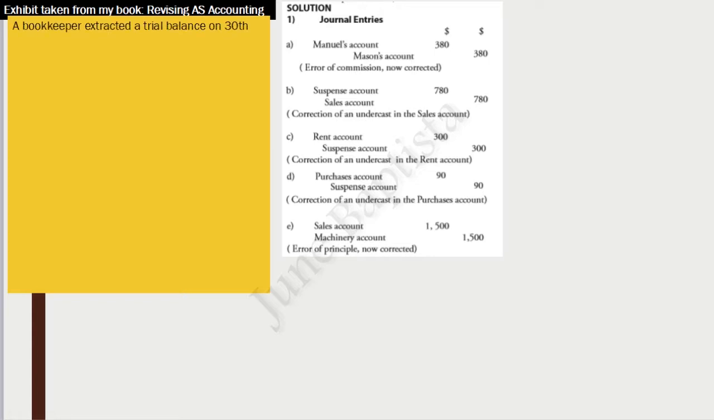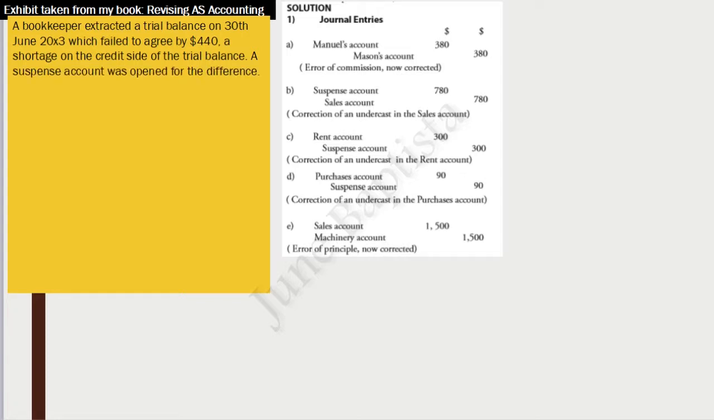This is an exhibit taken from my book, Revising AS Accounting, a Study Guide. A bookkeeper extracted the trial balance on the 30th of June 20X3, which failed to agree by $440, a shortage on the credit side of the trial balance. A suspense account was opened with the difference. In the first week of July 20X3, the following errors made in the previous financial year were found. Let us look at each error and the journal entries required to correct them.